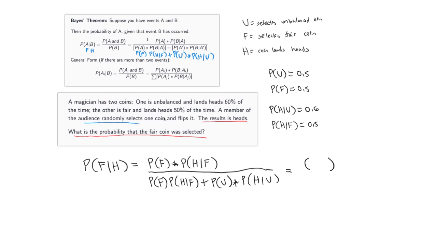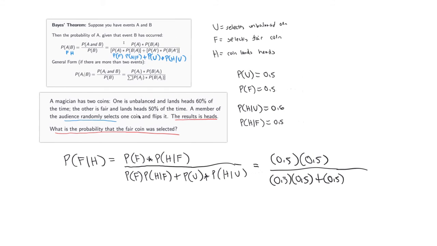So P of F is 0.5. P of H given F, we already have that. That is 0.5. It's right here, right? Then we have P of F again. Okay, this is actually just a repeat of those two, right? And then we have plus the probability of unbalanced coin. Well, that would be 0.5. We have that right here. Okay, probability of picking the unbalanced coin. It's right there waiting for us. Then probability of heads given that you picked the unfair coin. That's right here, 0.6. Boom. Already there, right?